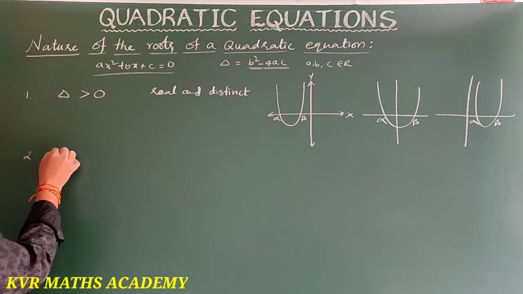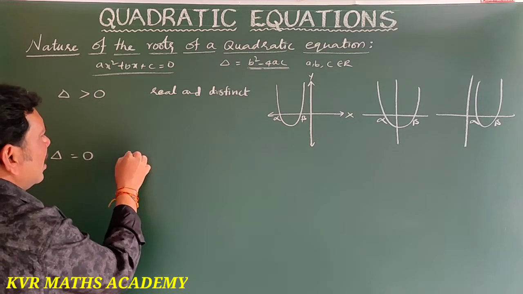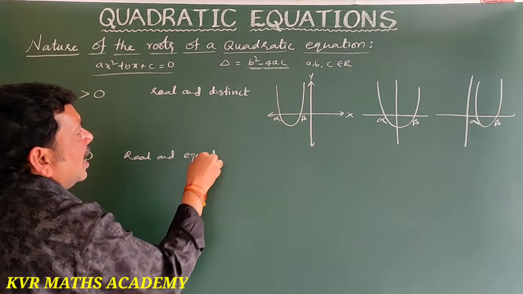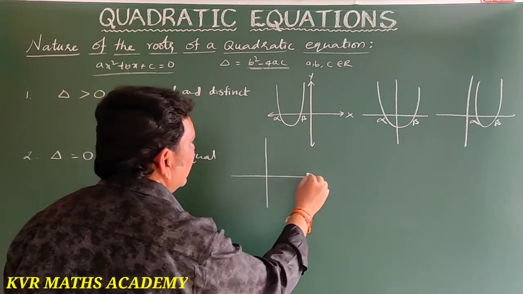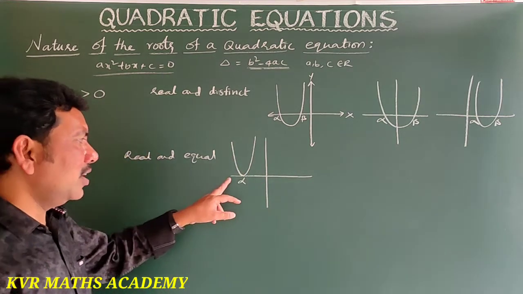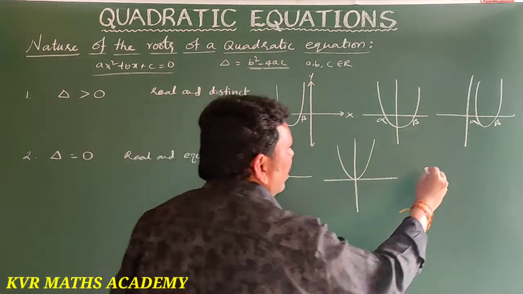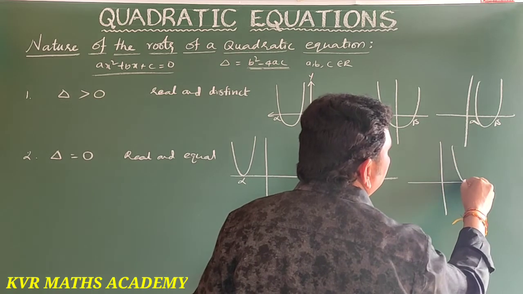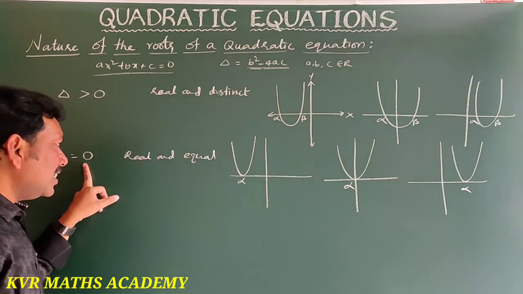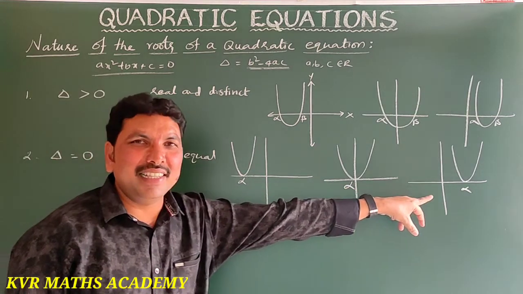Suppose in the second case, delta is equal to 0. Delta equal to 0, then the roots are real and equal. Here the graphs will be like this. See, so it has only one zero. Otherwise like this. Next, like this. Understood? Alpha, alpha. So if delta is equal to 0, the roots are real and equal. The graphs will be like this.